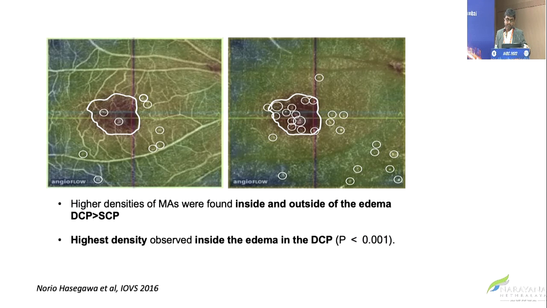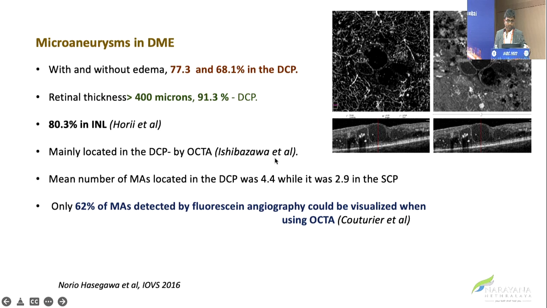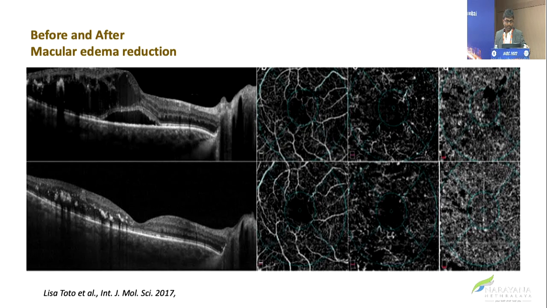Then again, there are studies which showed where do the aneurysms really lie? Do they lie within the edema area or do they lie outside the edema area? So it's known that these aneurysms are more seen within the edema area when compared to outside the edema area, and these are more significant in a non-responsive DME. So this is how it is. Again, DCP has more microaneurysms, and when retinal thickness is more than 400 microns, all these aneurysms are more concentrated in DCP, almost around 91%. So many studies have shown where aneurysms usually lie. So the ultimate conclusion is it's more in the DCP. This is again before and after reduction. You can see the aneurysmal changes.